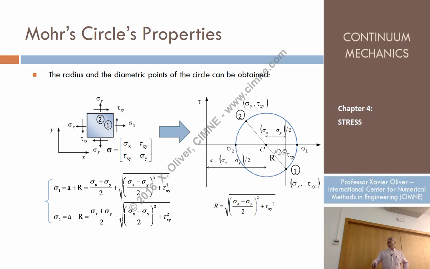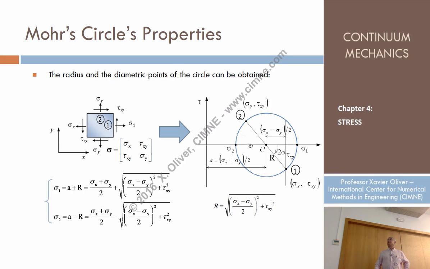And what is that distance? Well, that distance is minus tau xy in that case. So what is the radius? Using the Pythagoras theorem, of course, the radius of the circle is the square root of sigma x minus sigma y over 2 squared, plus tau xy squared. Okay? And then, how much is sigma 1? Well, to arrive at sigma 1, I just take this distance, which by construction is sigma x plus sigma y divided by 2, and I just add the radius. So this is this formula.